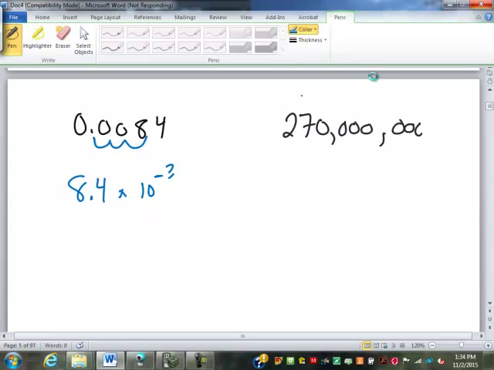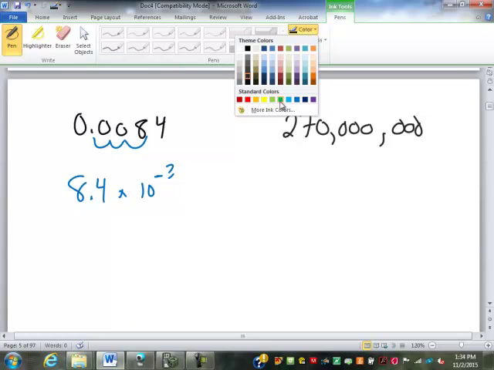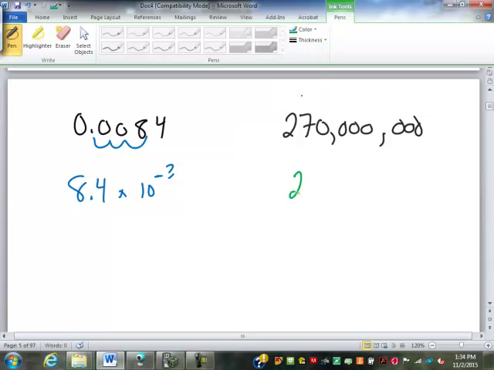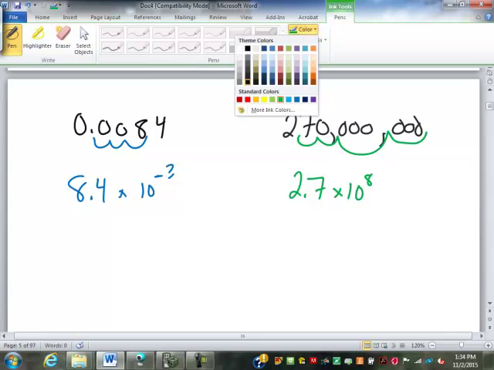$270 million now will become 2.7 times 10 to the... positive or negative power? Positive, and yeah, 3, 6, 7, 8. 10 to the positive 8. Simple enough, right?